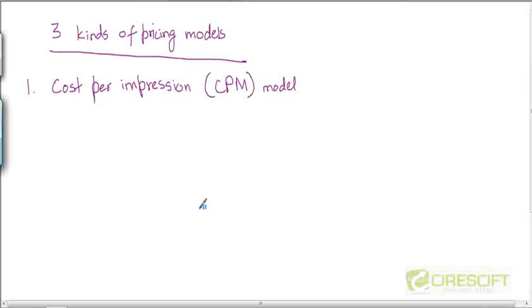So in the CPM model, C stands for cost, P for per, and M is the Roman numeral for 1,000. So this is the cost per 1,000 impressions. That means, so what is an impression? An impression is when a user visits that particular publisher's website and sees your advertisement on it. Okay, so this is just like, if you're driving a car along a freeway and you see a billboard advertising, say, some brand of jeans. These could be electronic billboards, or they could be physical billboards.